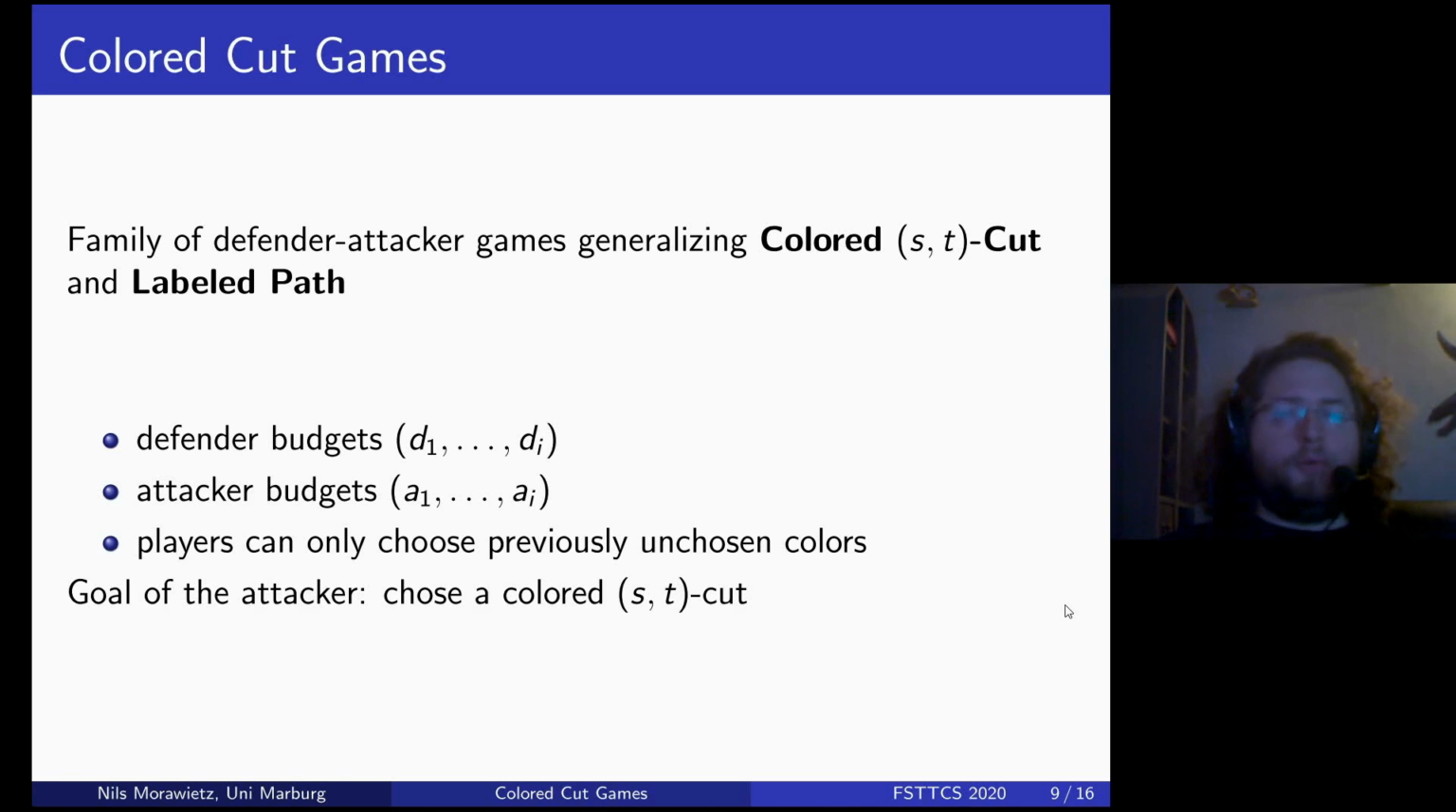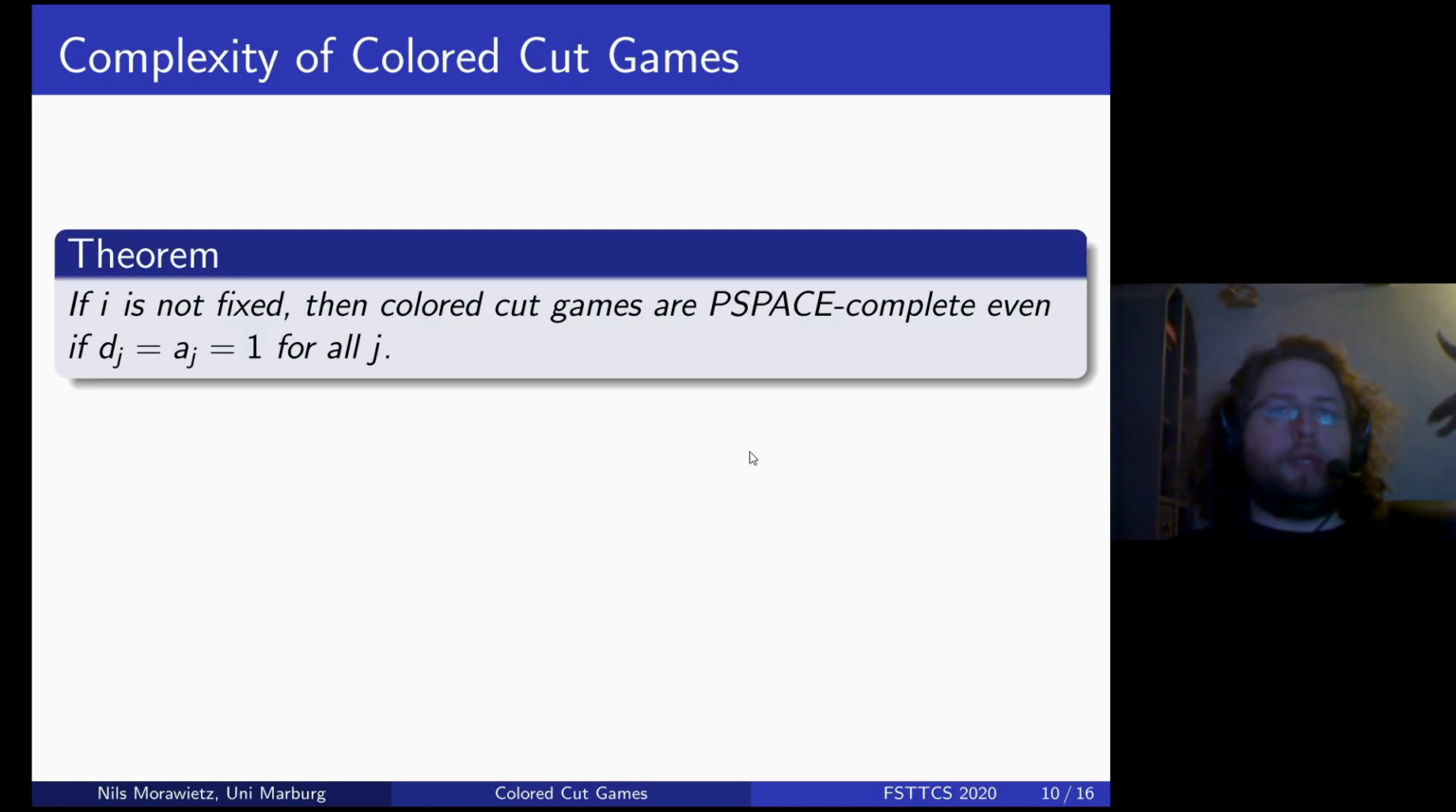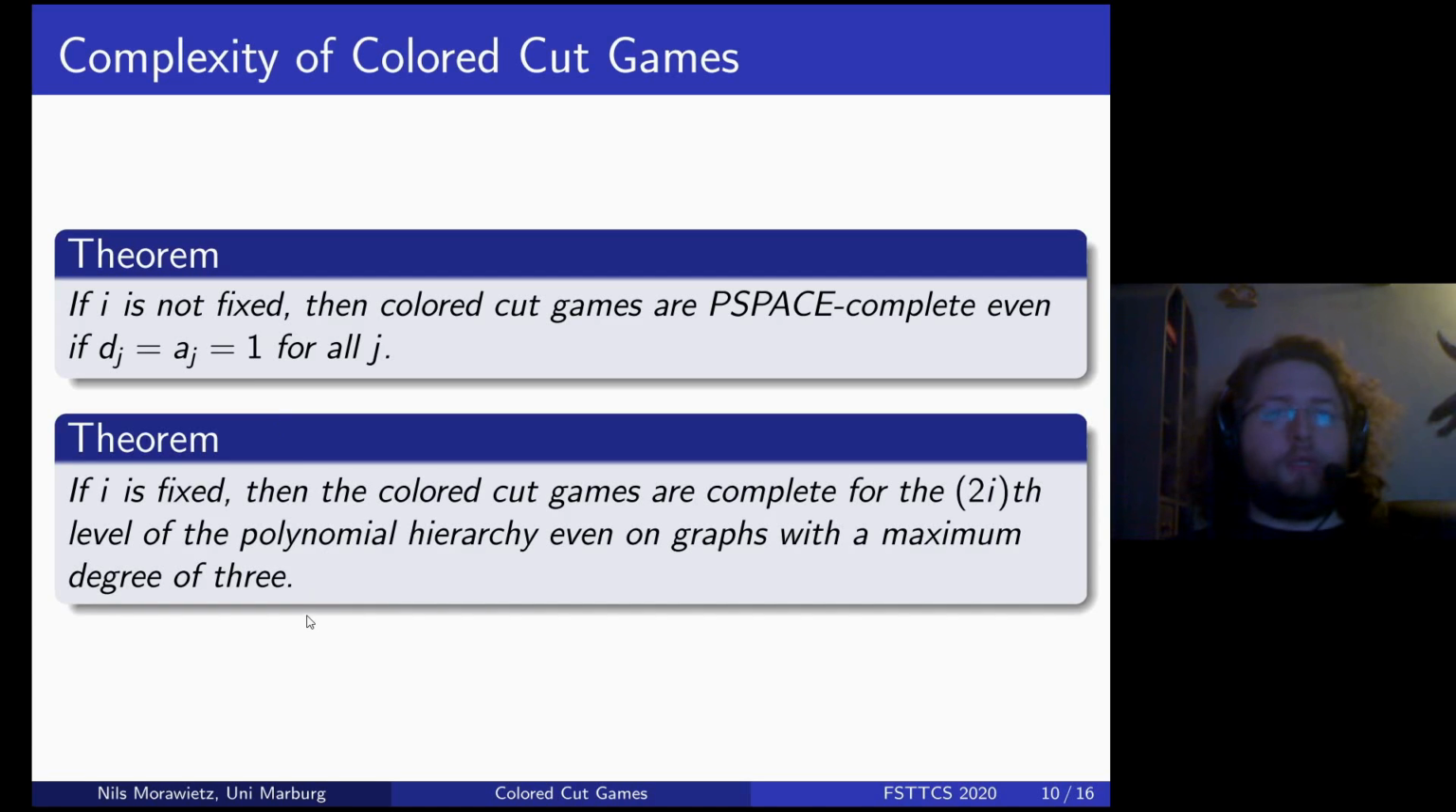First, in our paper, we analyzed the complexity of the colored cut games, and we were able to show that if the number of turns is not a constant, then these colored cut games are PSPACE-complete, even if the budget in each turn is equal to 1. So the defender and the attacker are both only allowed to choose one color at a time. On the other hand, we were able to show that if the number of turns is a fixed constant, then the colored cut games are complete for the 2i-th level of the polynomial time hierarchy, even if we have a graph with a constant maximum degree.